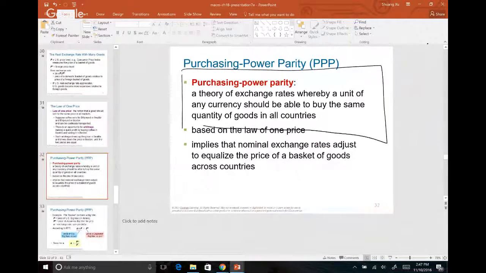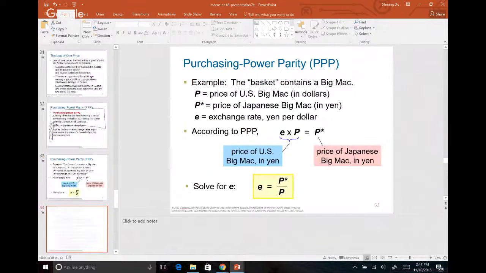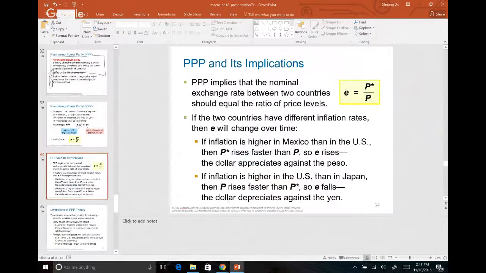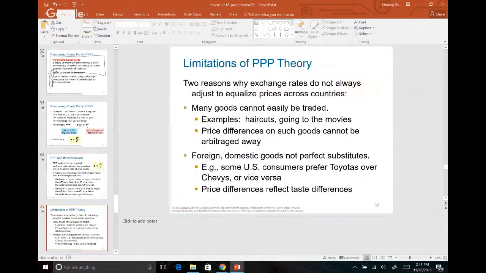So purchasing power parity is that one unit of currency should buy the same unit of goods in all countries. So if this purchasing power parity holds true, then there shouldn't be any Big Mac index. That means every Big Mac in every single country should be at the same price. But that's not the case because we have different factors, like transportation cost and exchange rate changes. So with those factors, purchasing power parity doesn't always hold true.